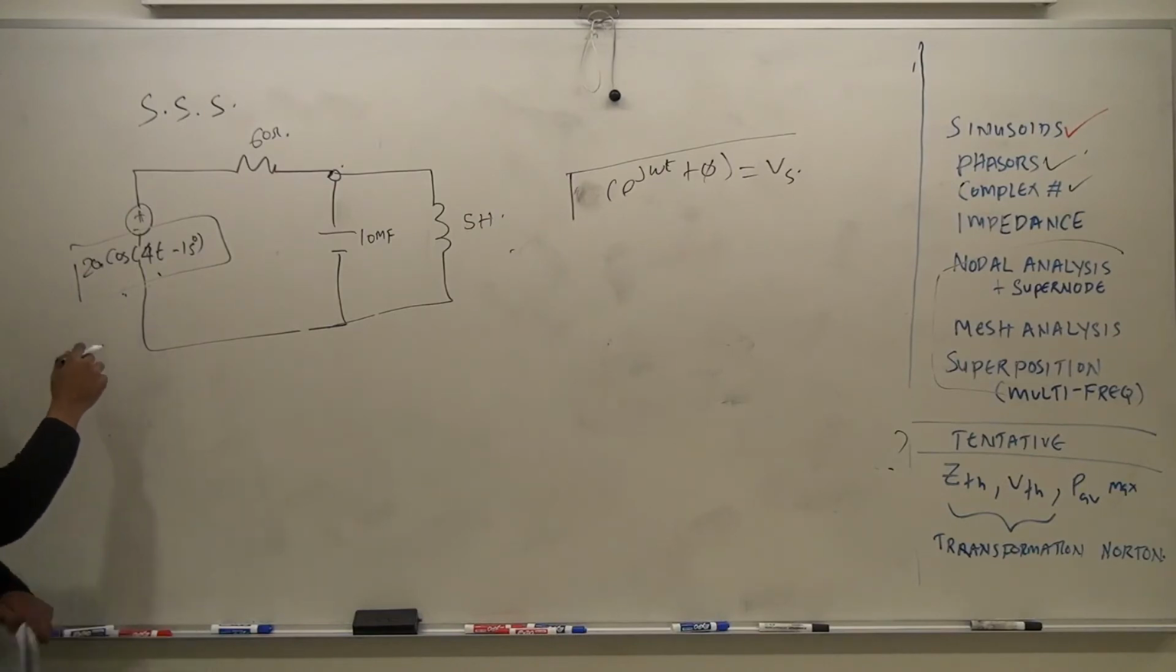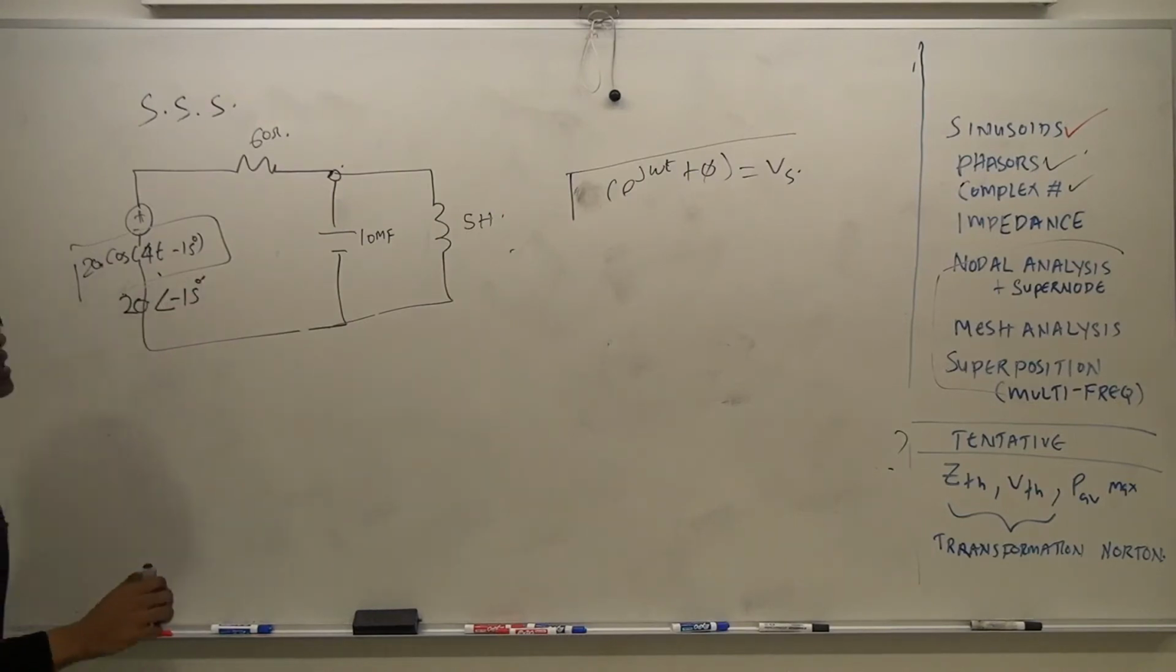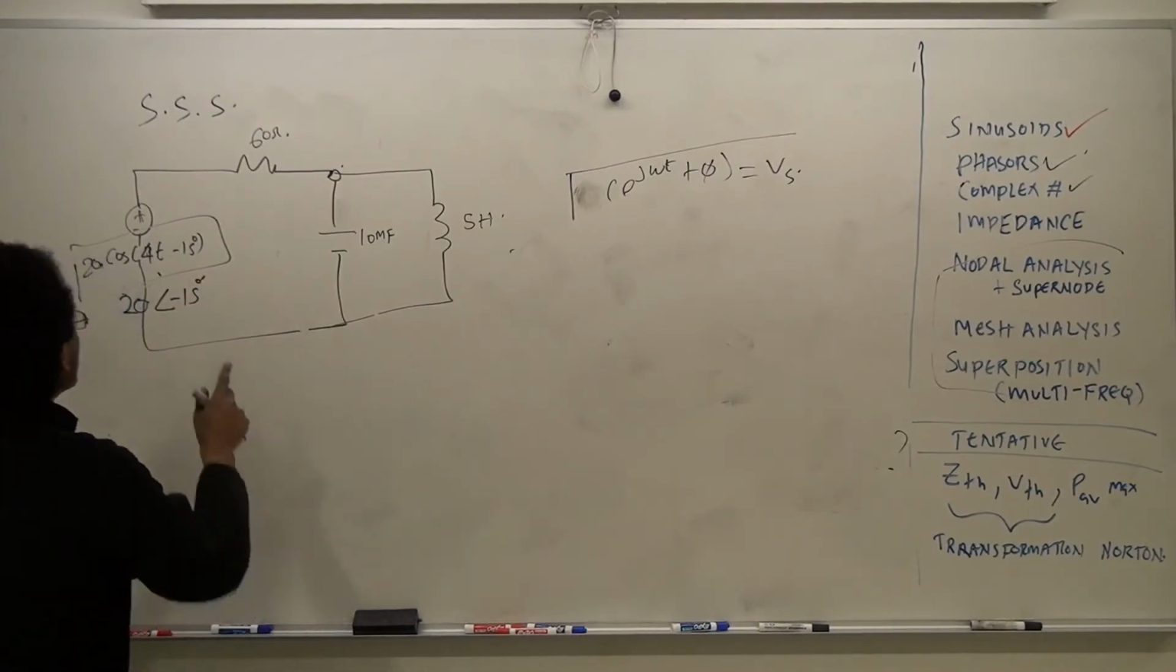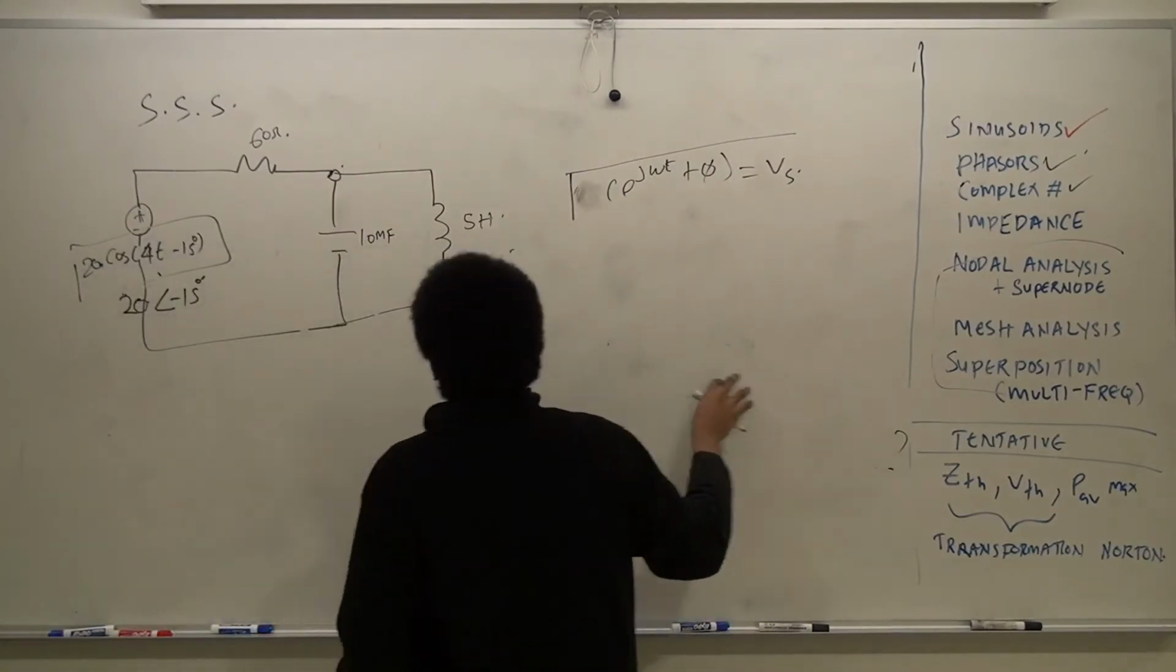What's the phasor representation of this? Yes, it would be 20 angle negative 15. Excellent, very good. And mind you, if you got this as a sine, do you remember those? You have to convert. Exactly, you have to convert.